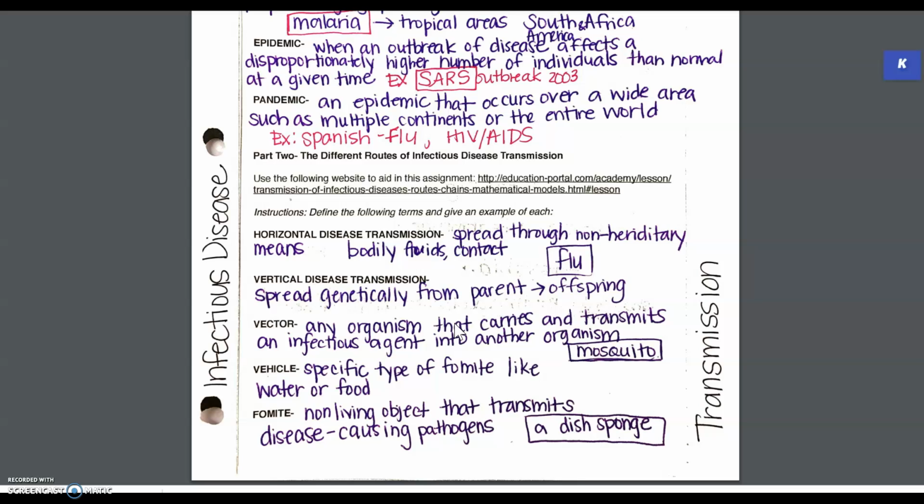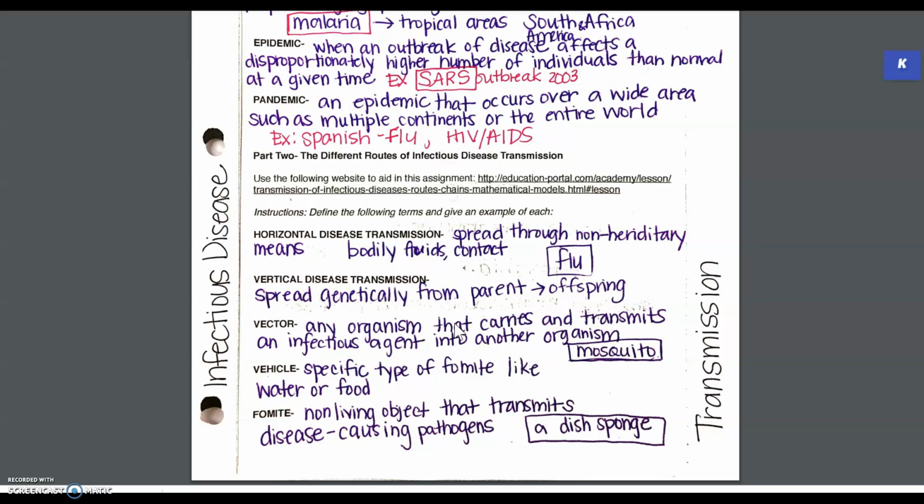Vertical means that it is going to come from your genes. It's spread genetically from parent to offspring. And there are a lot of things that vertical disease can transmit from parent to baby. So that can be HIV, hepatitis, that kind of thing. Then the three things that are below there, vector, vehicle, and fomite, are things that help spread diseases horizontally.